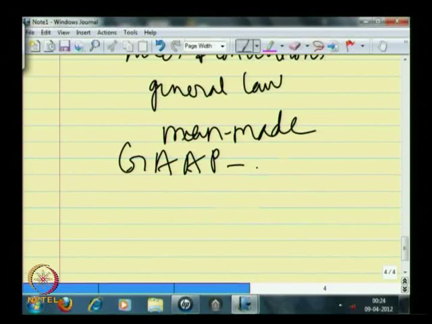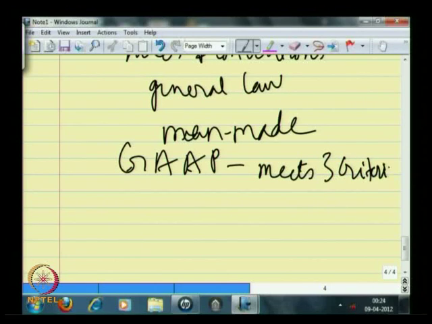And the pillar, the foundation to these accounting principles is the fact that these principles actually meet three very important criteria, which, in my opinion, forms the very foundation on which accounting as a subject of study survives. GAAP meets three criteria. One, relevance. By relevance, to the extent that the information that is captured is meaningful and useful to the user.